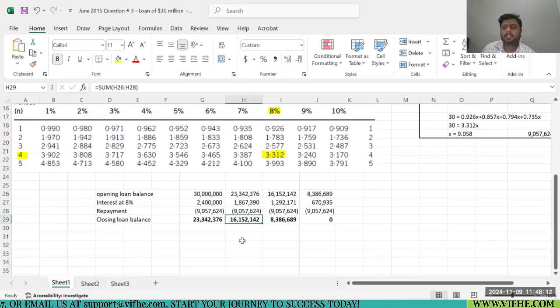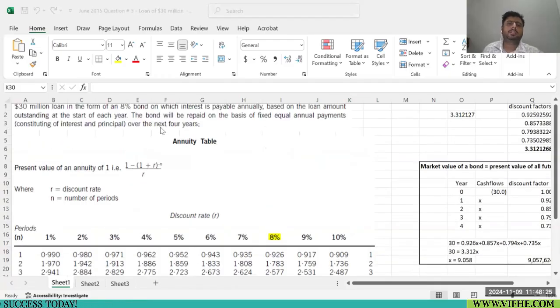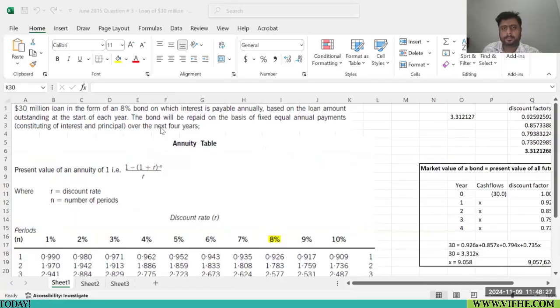Okay, is there any other method to calculate annual repayment amount? No, you have to use the annuity factors. This is the only way that you do it when the question is something like this. Okay, how many of you are clear about what we have discussed till now?